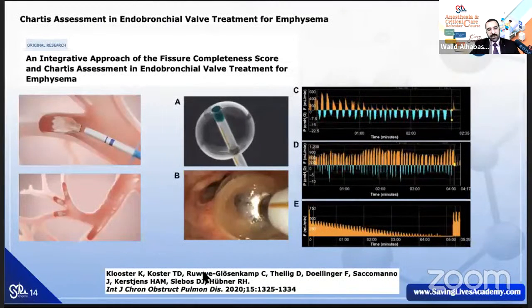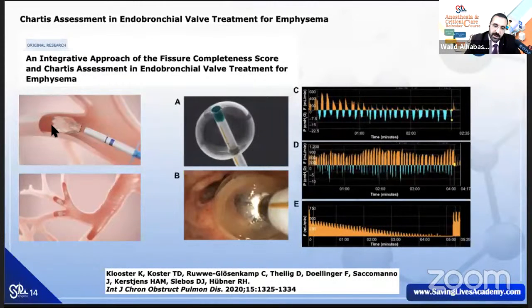So I'll end up here with a Chartis procedure or Chartis assessment for endobronchial valve treatment. So the idea, if you have a bulla in the chest, they put a valve, a one-way valve that allows air to leak out of the bulla but not in. So this is a one-way valve here that allows air to leak out from this bulla and no air allowed in.